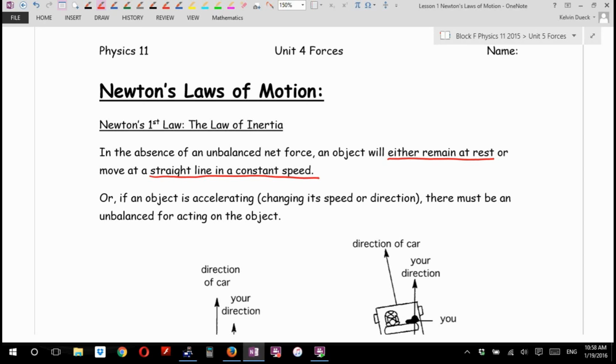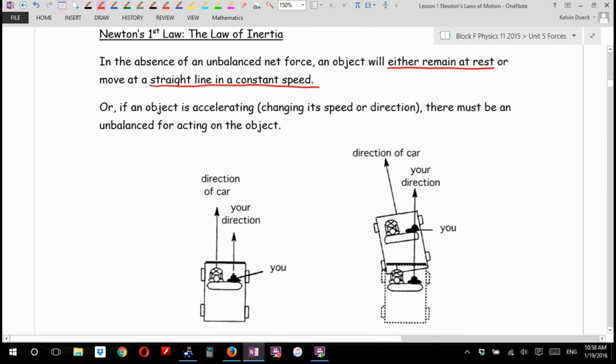So the ball illustration, Alicia, that I gave you, since it was slowing down, it was accelerating backwards, but it was accelerating. There has to be an unbalanced force. What? Well, we'll talk about that. But there has to be. So if an object is accelerating, which can either be changing its speed, Lindsay, or its direction, or both, there must be an unbalanced force acting on the object.